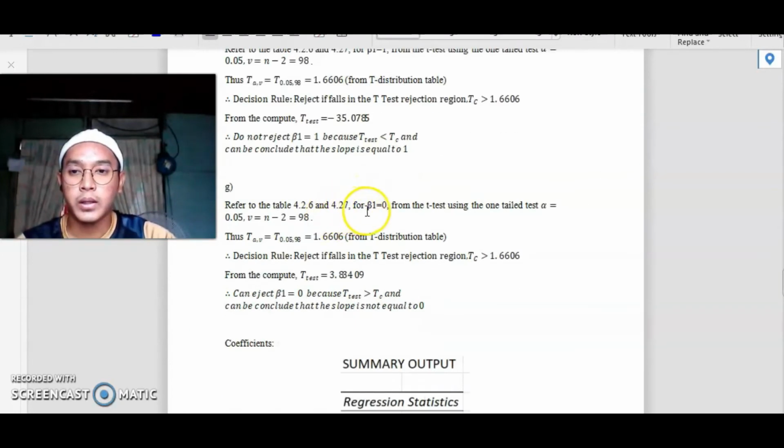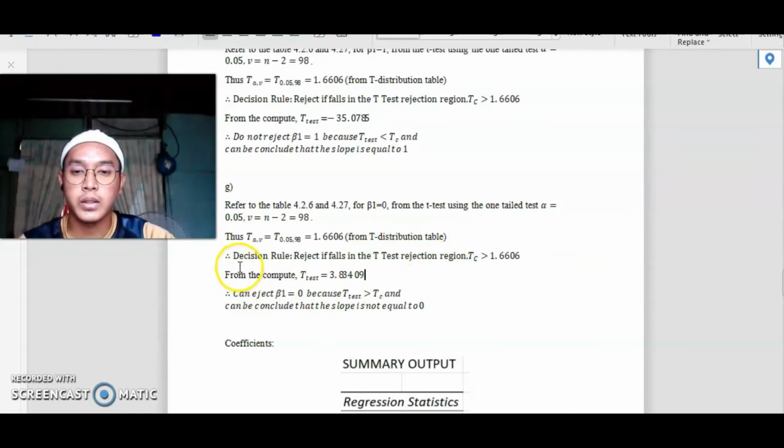and for beta 1 equal to 0, from the t-test using the tail test, alpha equal 0.05 and v equal n minus 2 equal 98. Thus t critical equals t 0.05, 98, which equals 1.6606. We also get this value from the t distribution table.